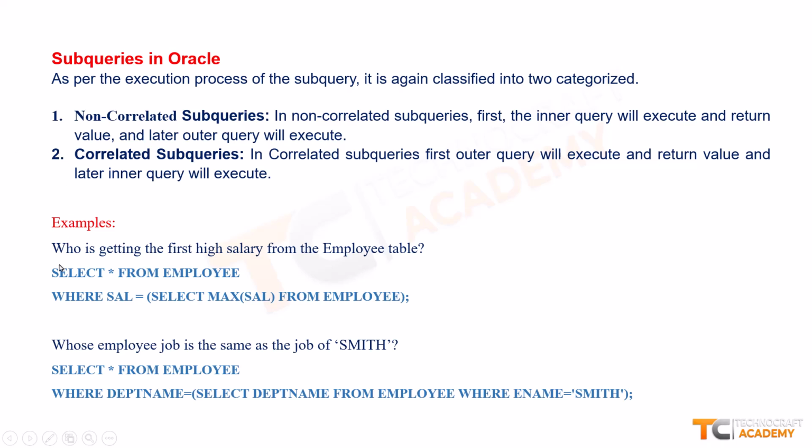Okay, the first example is, who is getting the highest salary from the employee table? We can also directly write a question saying max of salary, but here it says who is getting the first highest salary. There can also be a question of who is getting the second highest salary. So we'll take this as an example.